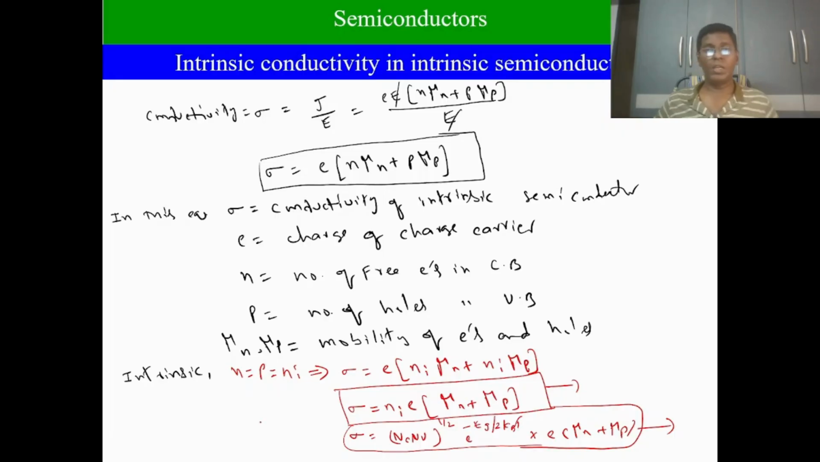In the upcoming session, we will discuss the calculation of the effect of temperature on the Fermi level. We will discuss the topic in the upcoming session.